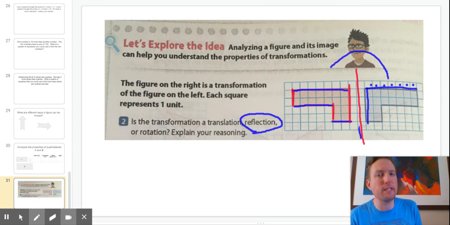So today what we're going to be doing is we're going to continue to explore properties of transformations. And again, that's just how shapes move from one point to another.